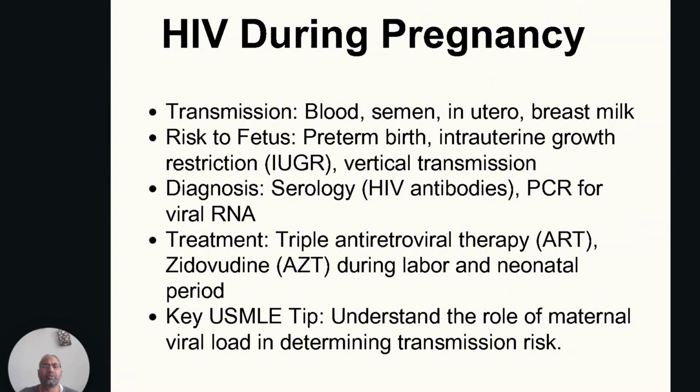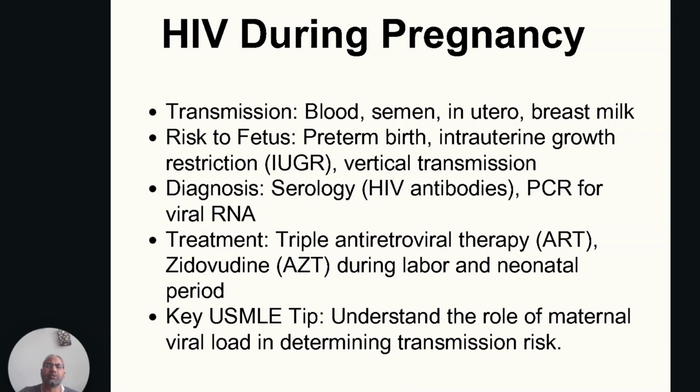So what consequences can occur in the fetus if the mother has HIV infection? The first thing is that the baby may not go up to term, so there may be a preterm birth. Second, there may be intrauterine growth restriction, or IUGR, that is the baby doesn't grow to the full size that they are supposed to grow. And then third is vertical transmission. So what do you understand by vertical transmission?